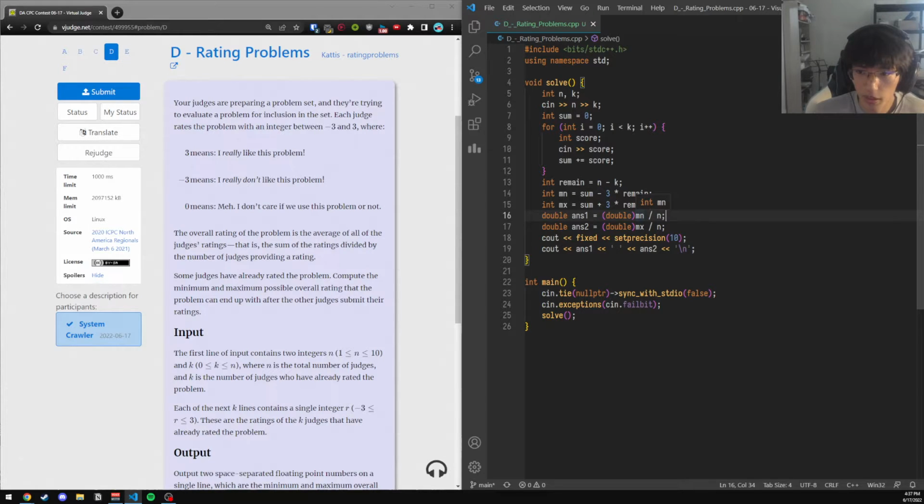What's important to note is that this minimum and maximum number is an integer, and n is also an integer. So if you just do minimum divided by n, this is just going to end up with an integer calculation. So we want to cast it to a double first, and then we want to do the calculation. And depending on the language, you might have different ways of formatting the output as well.